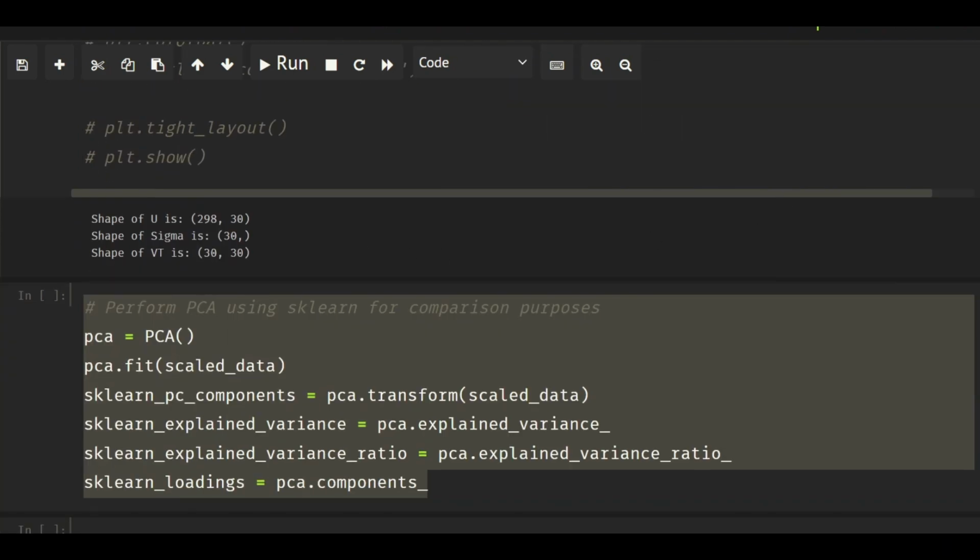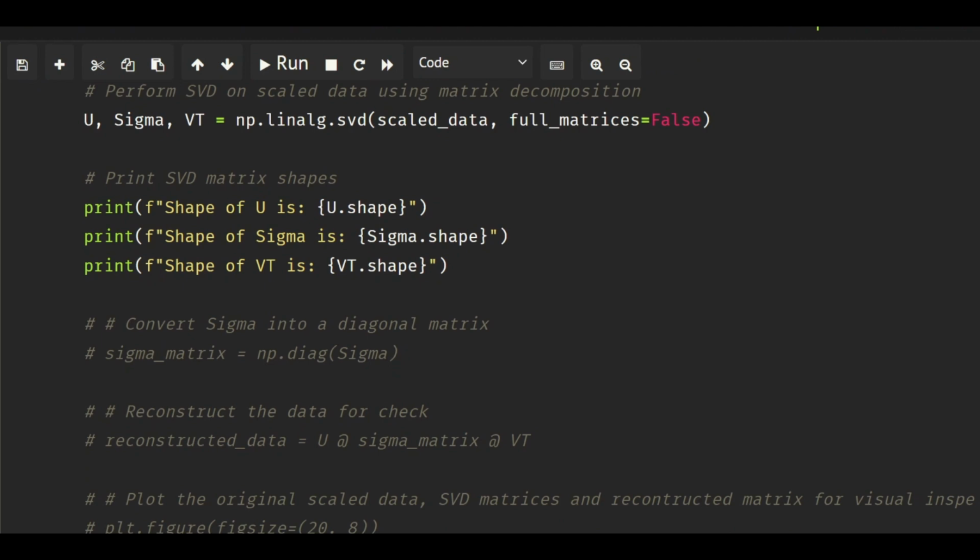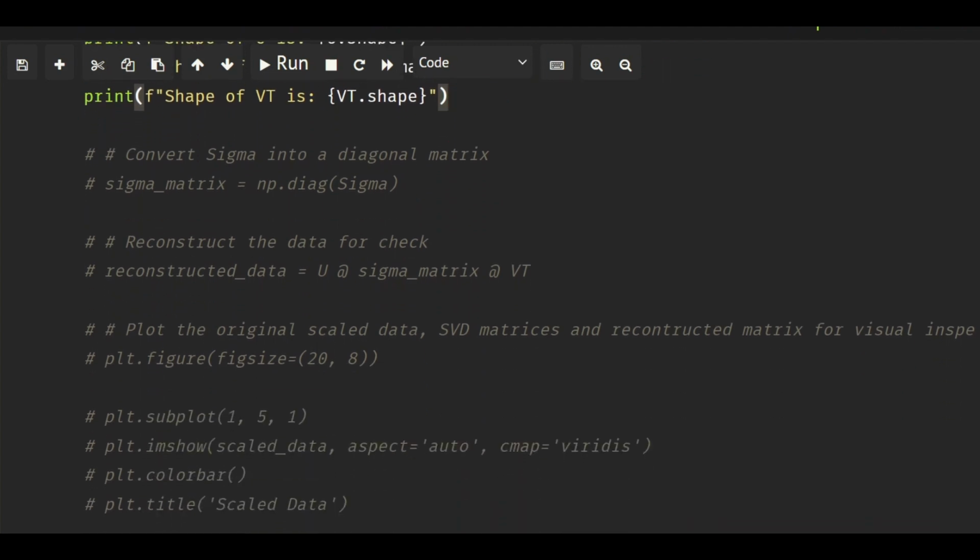So we have shape of U, shape of sigma, and shape of VT, and these are the shapes as I mentioned earlier. This should have been 298 by 30, but I have used a shape enforcement on it, which is this one. So that's the result. It's not what was shown in the slide. So shapes are available to us now.